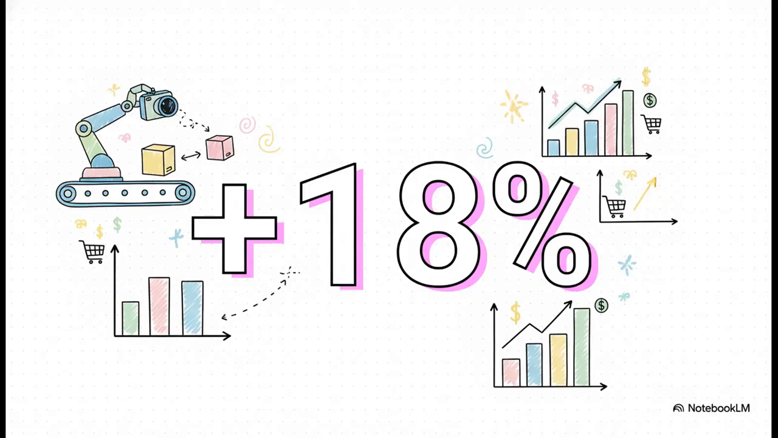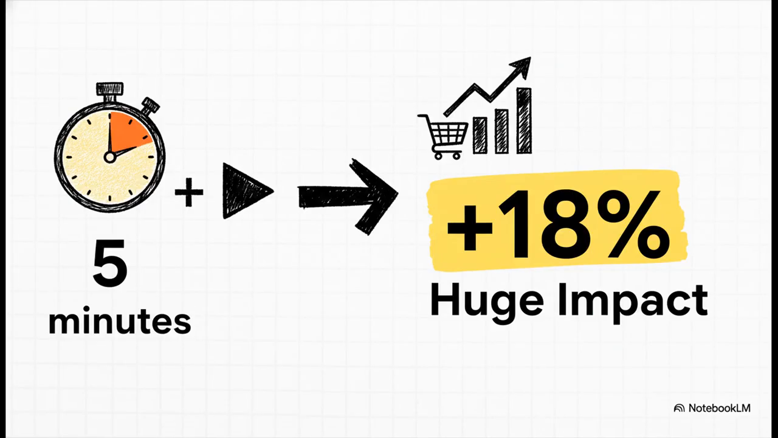So all this automation, all this time saved, what's the actual result? What does it do for your business? Well, it pretty much boils down to this one single number, 18%. So what is that number? That's an 18% average improvement in conversions.